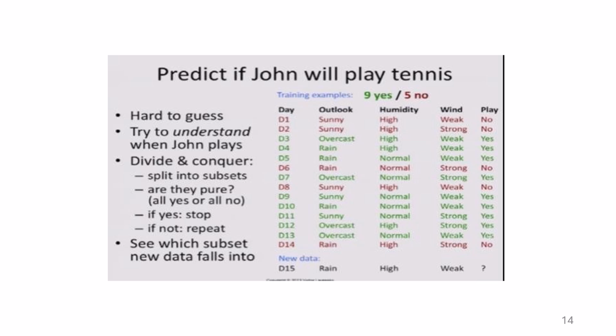On day 15, a new data tuple is given with the values: outlook is rain, humidity is high, and wind is weak. So accordingly, we are going to predict whether John is going to play tennis or not on day 15.